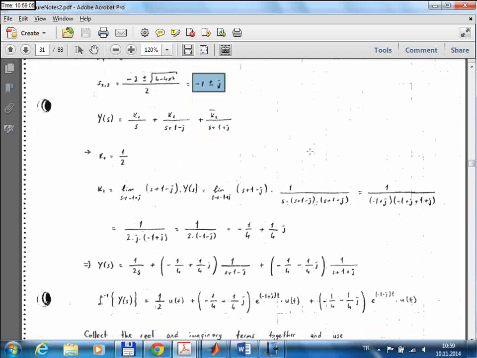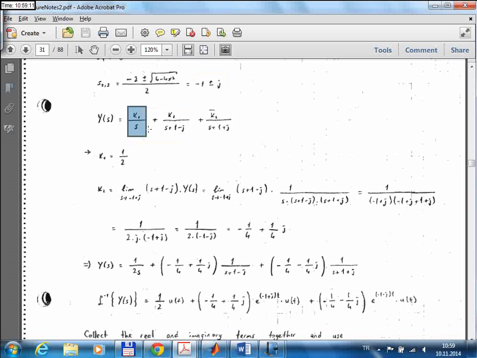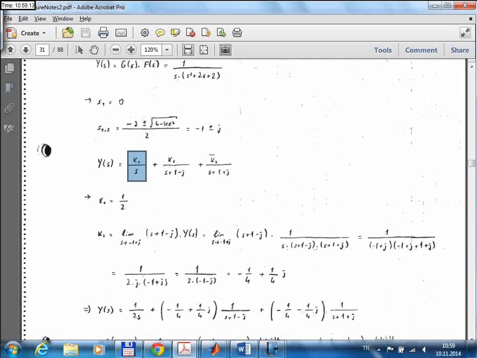So let's go over this quickly. The expansion will have 3 terms like that. This is the pole due to the input function, the unit step function, and these are the 2 poles of the transfer function. So you will have one residue here, another one here, and the third one is the complex conjugate of this residue. So you see the calculations.